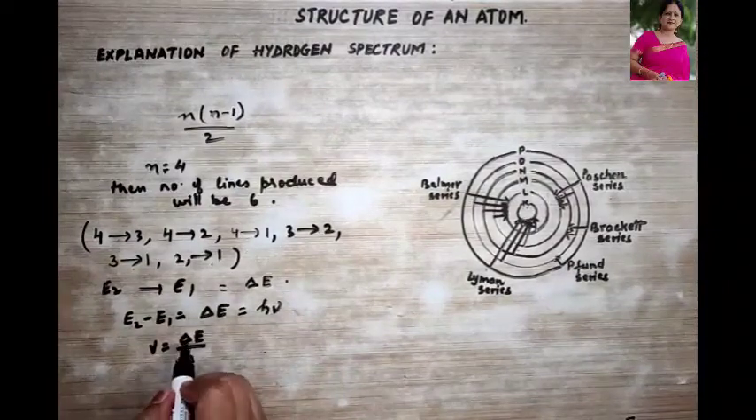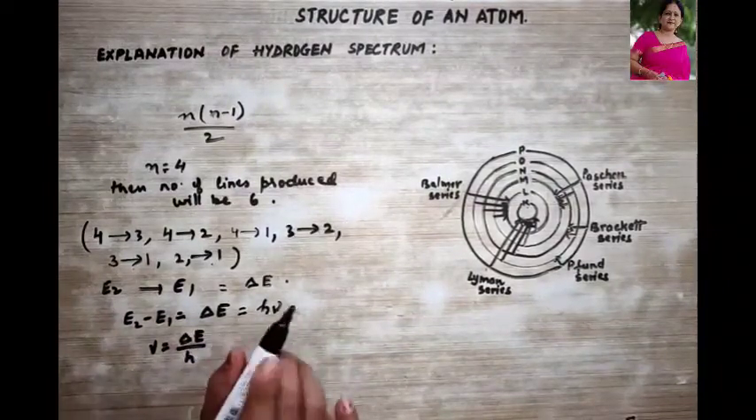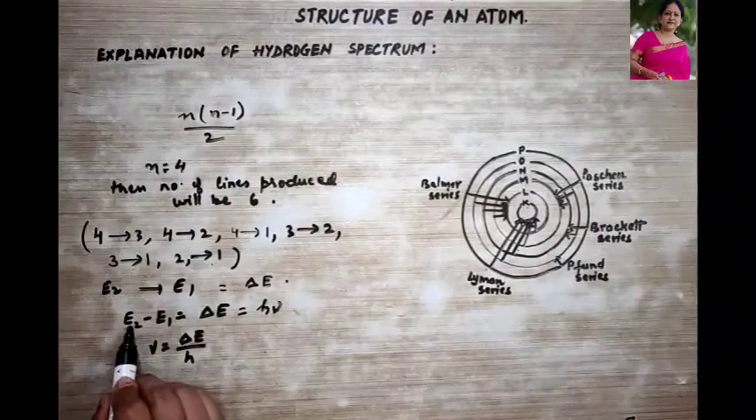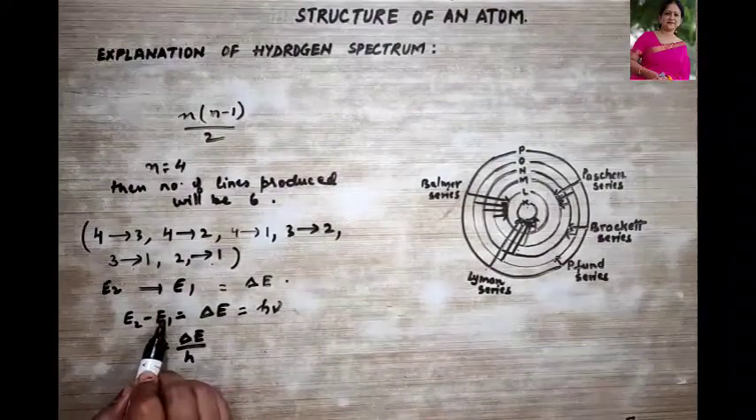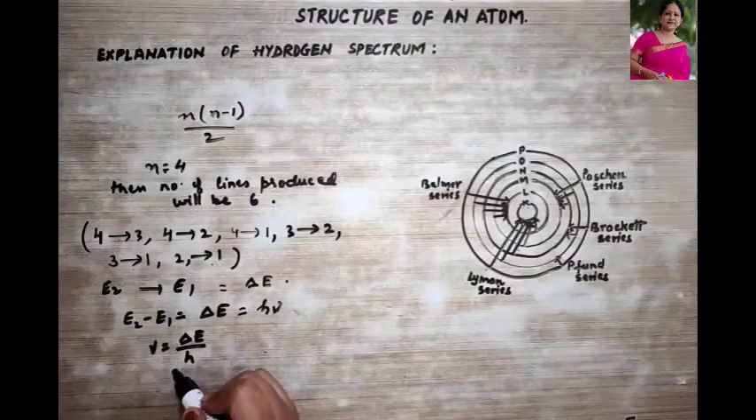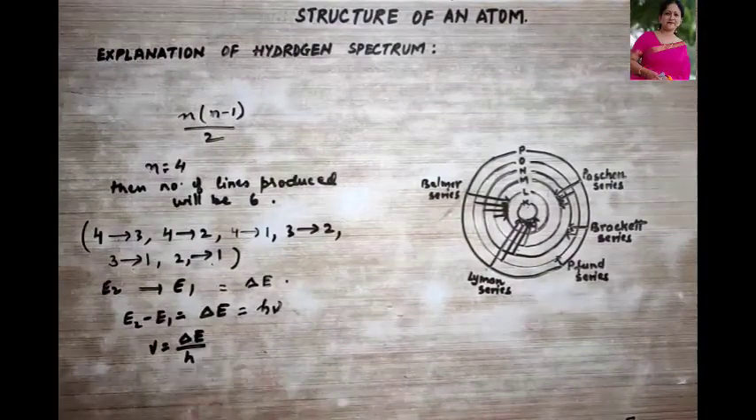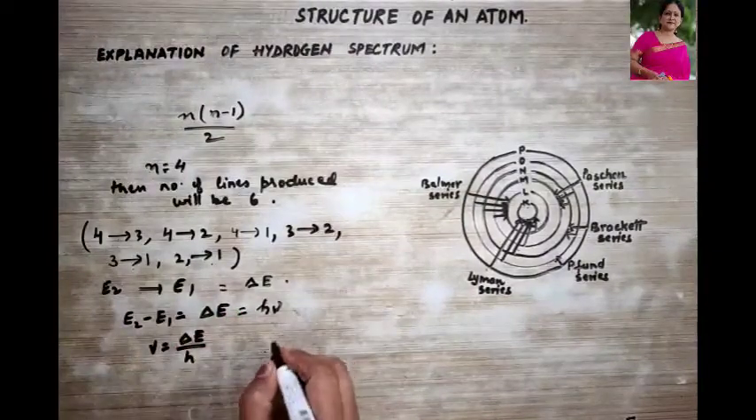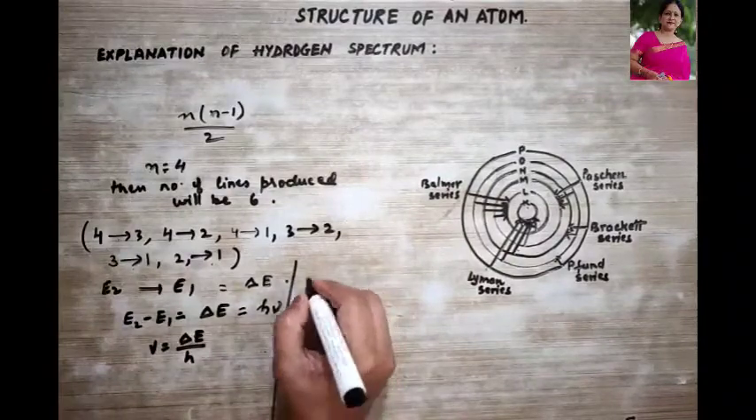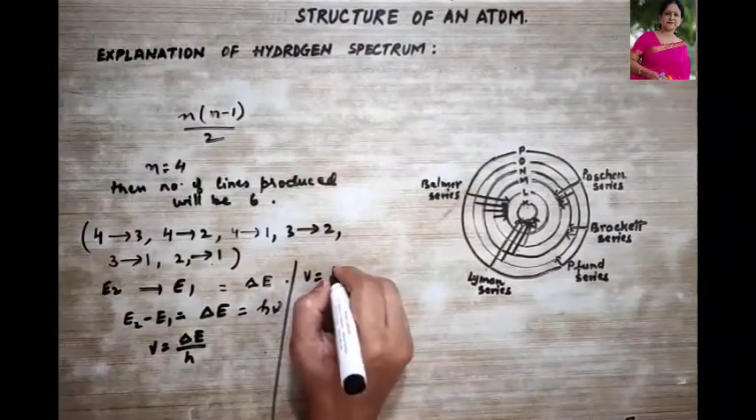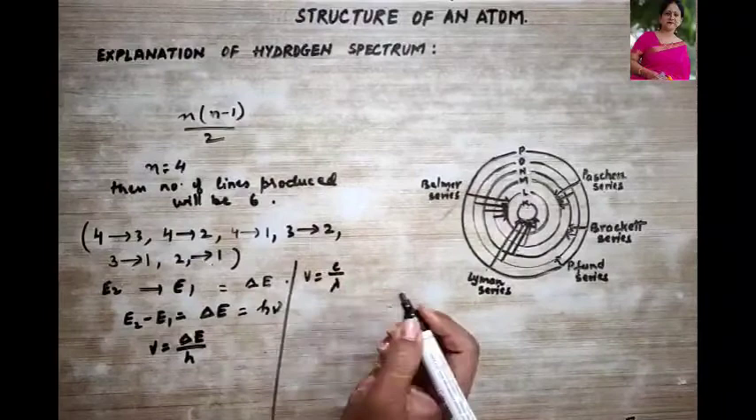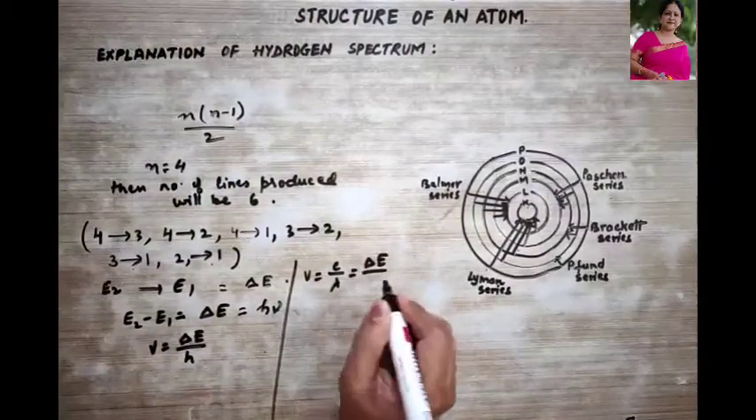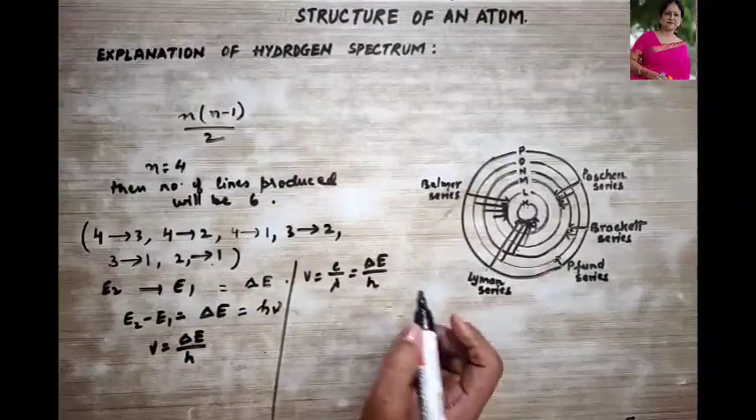So delta E has only definite values, depending upon the definite energies of your E2 and your E1, right? And the frequency will also have only fixed values in an atom. Thus, I can say, I'm writing it down over here, that frequency is equal to C upon lambda, which will be equal to delta E upon Planck's constant.